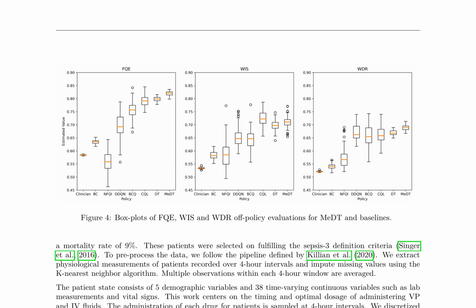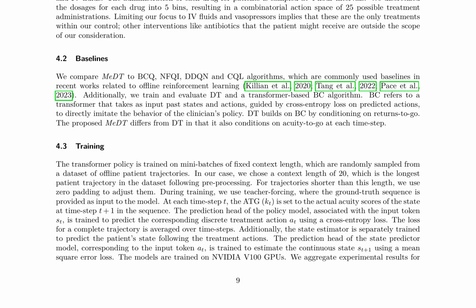MeDT differs from DT in that it conditions on acuity to go at each time step, in addition to returns to go. The transformer policy is trained on mini batches of fixed context length, randomly sampled from a dataset of offline patient trajectories. A context length of 20 is chosen, which is the longest patient trajectory in the dataset following preprocessing. Trajectories shorter than this length are adjusted using zero padding. During training, teacher forcing is used, where the ground truth sequence is provided as input to the model. At each time step t, the actual acuity score of the state at time step t+1 is used to set the acuity to go, ATG, value.